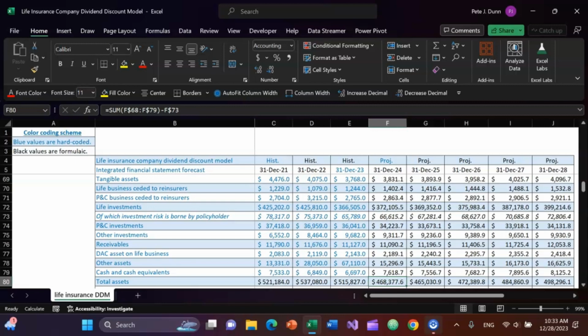And then total assets is the sum of 68 through 79, which we've been looking at, minus the part that's borne by the policyholder, which is row 73.